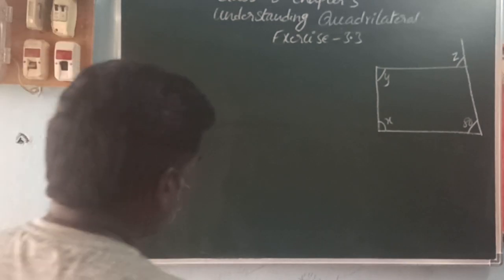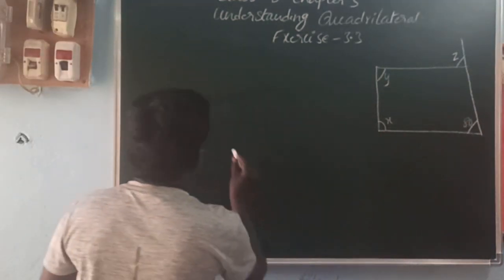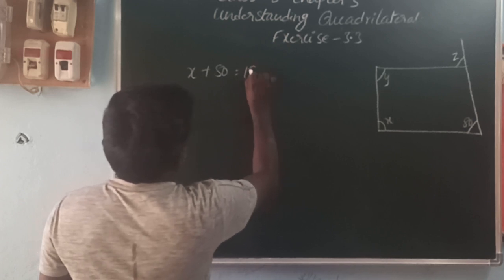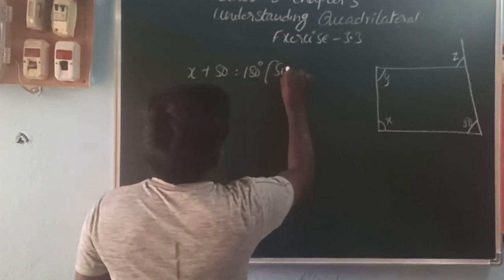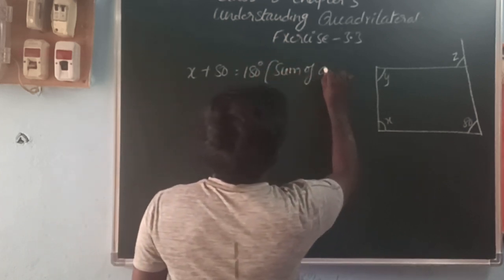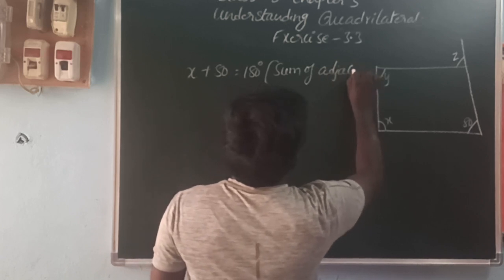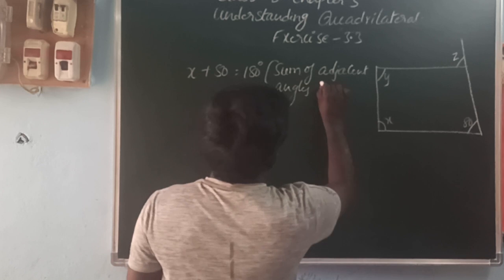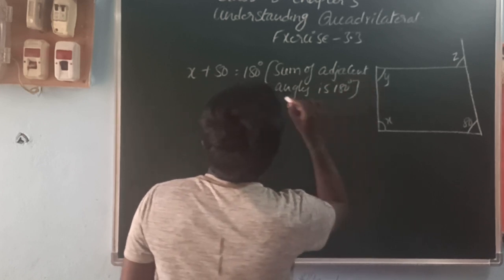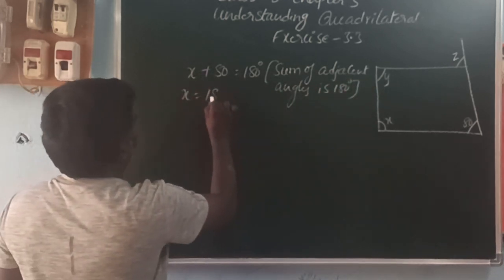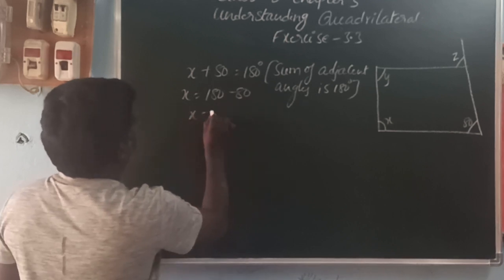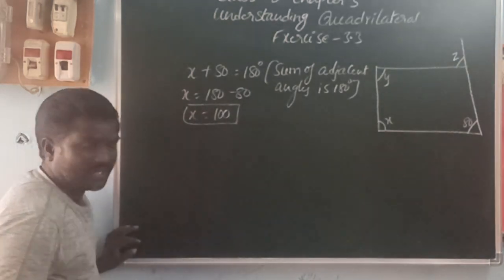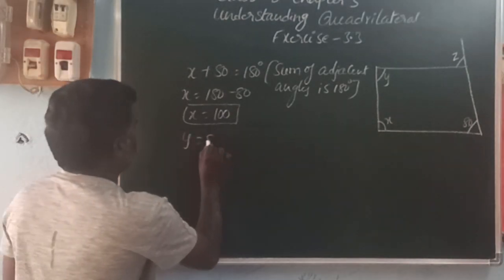Next, these two are adjacent angles. So x plus 80 is equal to 180. Why? Because the sum of adjacent angles is 180 degrees. So x is equal to 180 minus 80. x is equal to how much? 100. Next, opposite angles are equal. y is equal to 80.